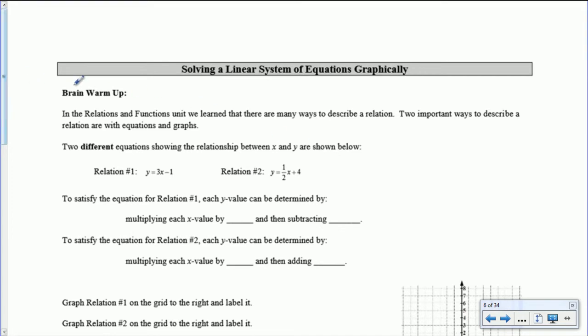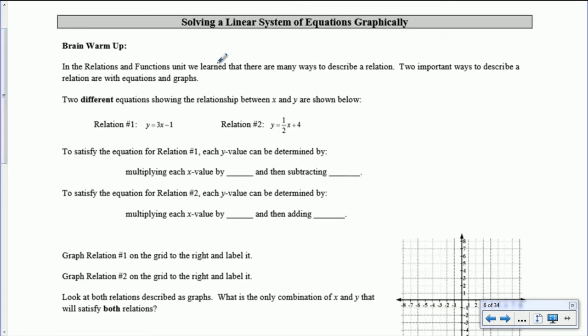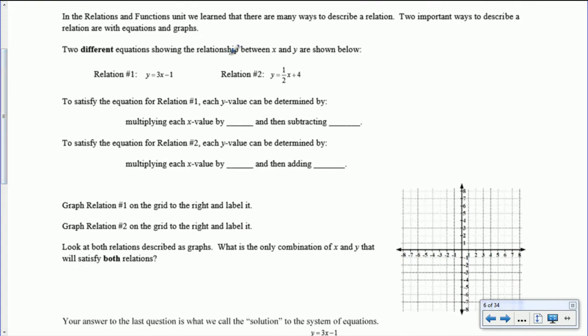So starting with the brain warm-up, might be a good idea for you to pause the video at this point and try the brain warm-up on your own, but we'll go through that right now. So in the relations and functions unit, we learned that there are many ways to describe a relation. Two important ways to describe a relation are with equations and graphs. So two different equations showing the relationship between x and y are shown. So this is just an example.